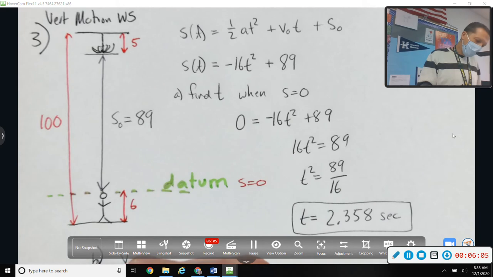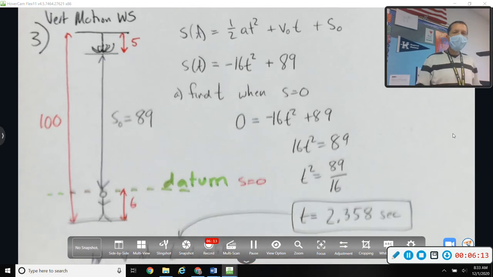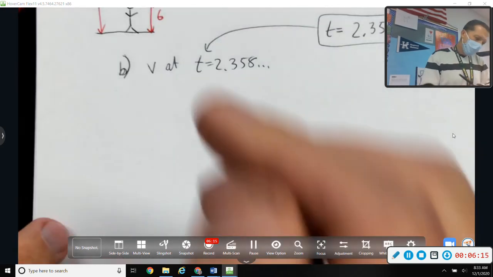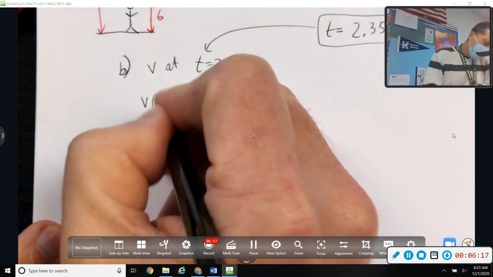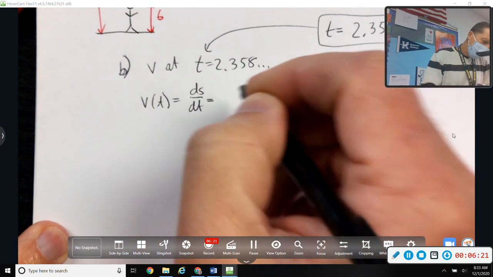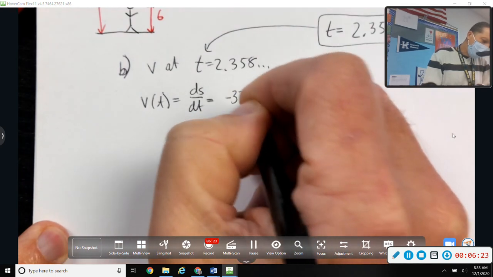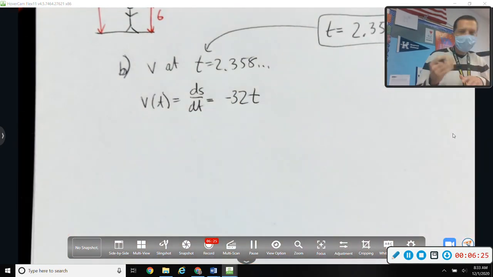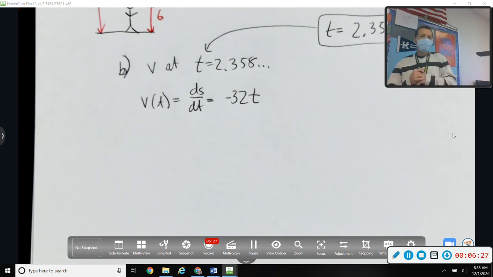So we want V at, we already have our T, at T equals 2.358. So V of T is ds dt. So negative 32t, and that's it. Yeah, that's the derivative, negative 32t.